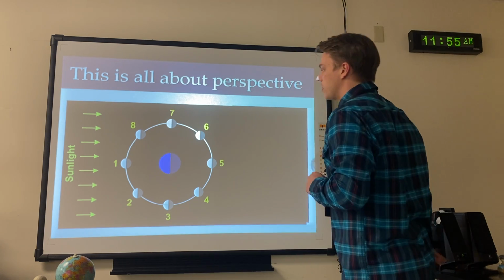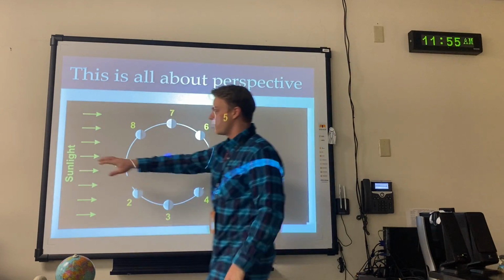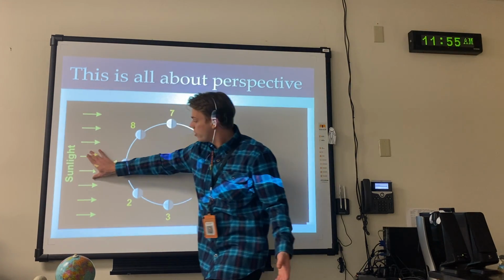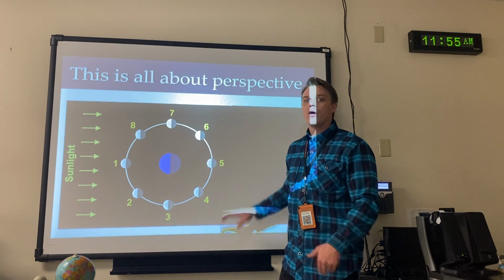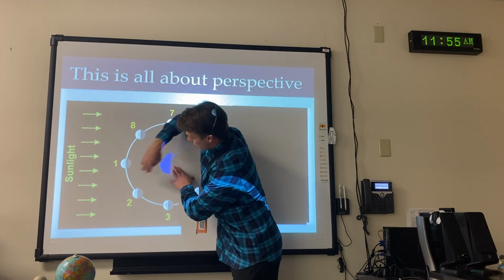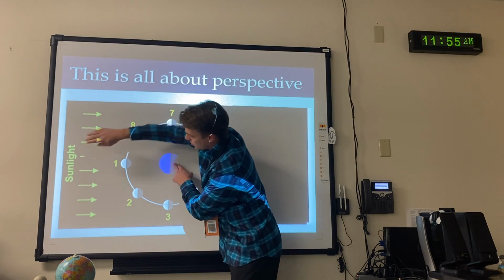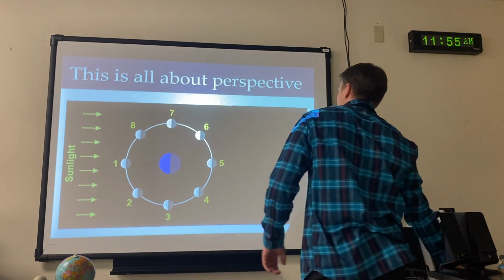So it's all about perspective. Which position would we have the extreme tides? If the sun is over here, remember the extreme tides, really high tides, really low tides, are when they're in a perfect line. So that'd be position 1 and 5. When would we have our non-extreme tides? That would be when the sun, the Earth, and the moon make a right angle, right? So a right angle to the sun. So that would be 3 and 7 when we don't have our extreme tides.